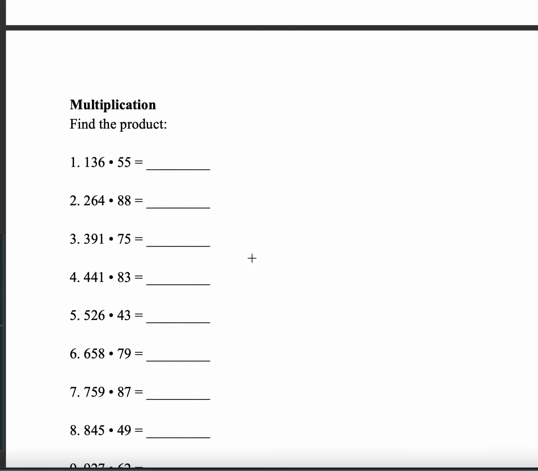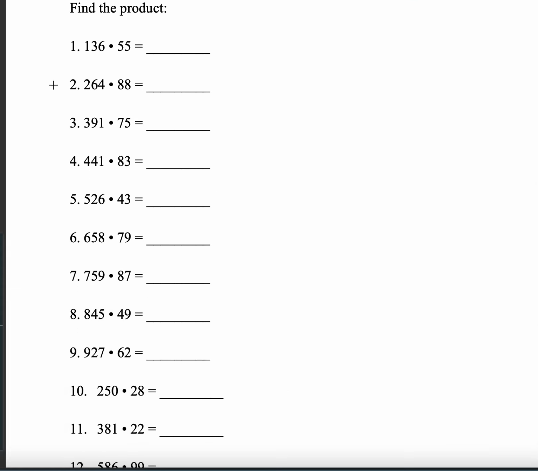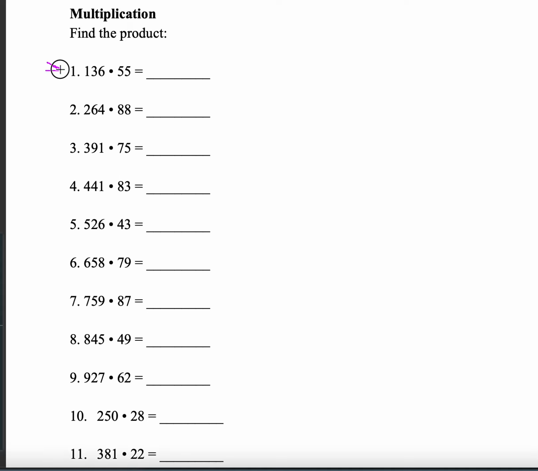Let's look at the second page. Let's look at number 1. 136 times 55. So let's solve that real quick. 6 times 5 is 30. We add the 3 here. 15 plus 3 is 18. We can add the 1 here. 5 plus 1 is 6.